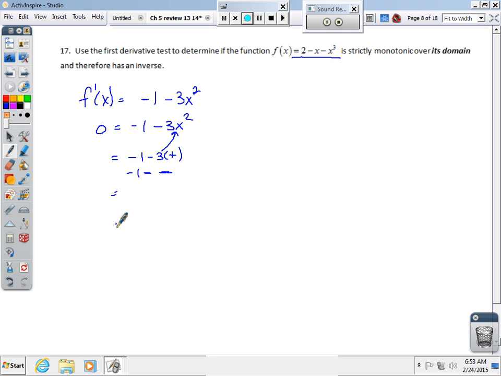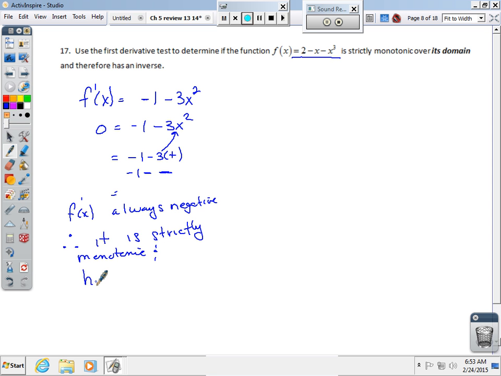So f prime of x is always negative. Therefore, it is strictly monotonic and has an inverse. Okay.